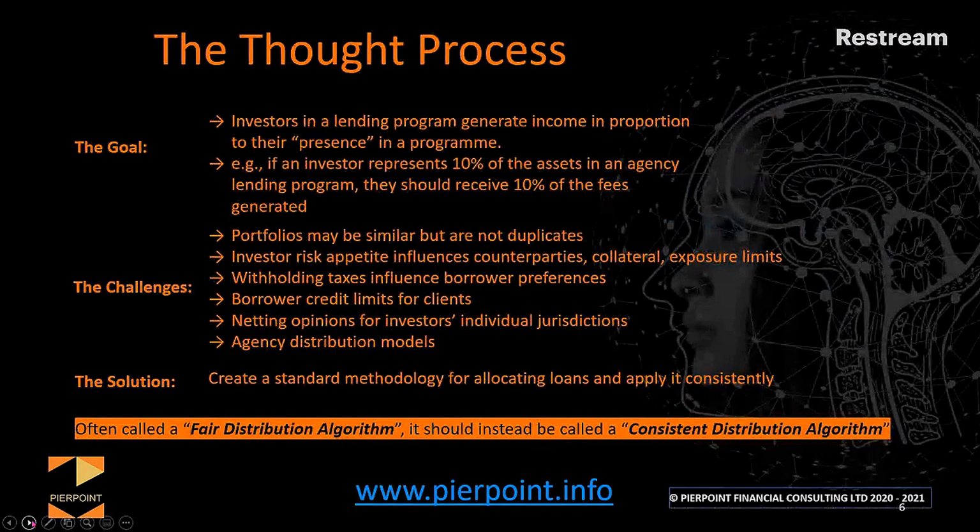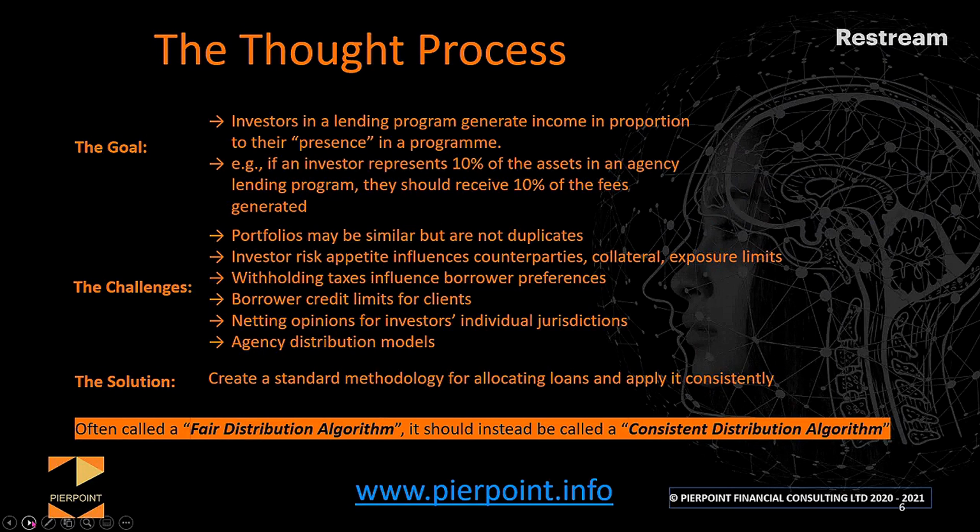The thought process behind that is, the goal, of course, is that an investor participating in a lending program gets a reasonable proportion of the income generated in that program, and it should be roughly in line with how much they represent out of the entire lending program. So, for example, if an investor is 10% of an agent lending program by asset value, they would probably, not unreasonably, expect to generate about 10% of the income from that program. So that's the theory.